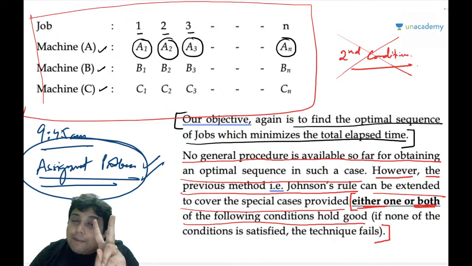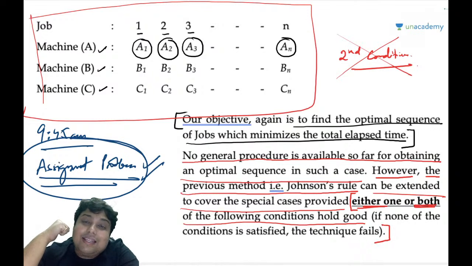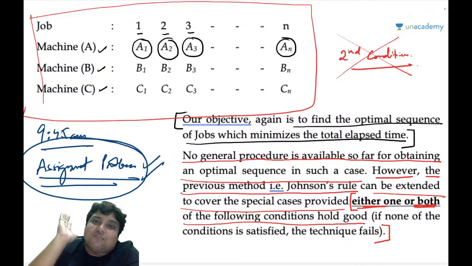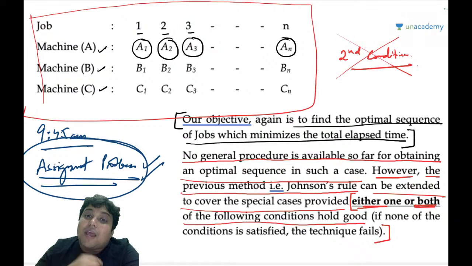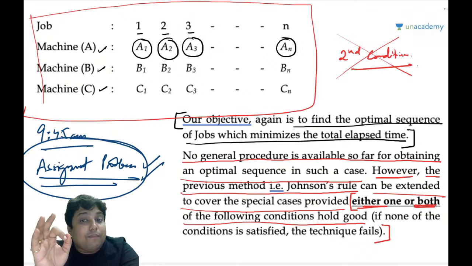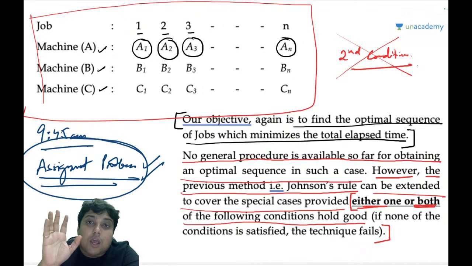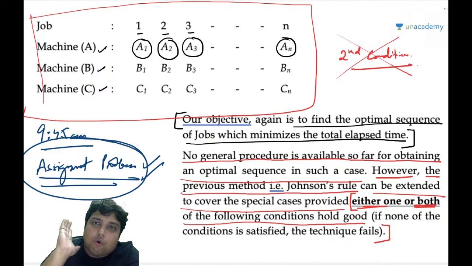Second point, the Johnson's algorithm technique that we used for the n job 2 machine problem can be extended if either of the two conditions is satisfied. I will provide you with those two conditions. If even one of the conditions is satisfied, you can move ahead, use the Johnson algorithm technique, and solve this particular question. I will be showing you how to do that. And if none of the two conditions is satisfied, then sorry, we cannot solve the problem. We cannot have an optimal sequence via a general procedure. I hope you got my point.